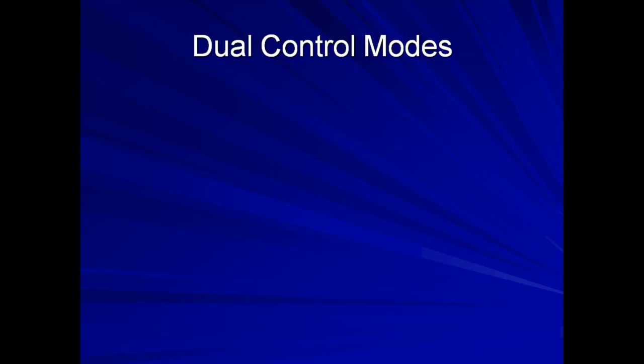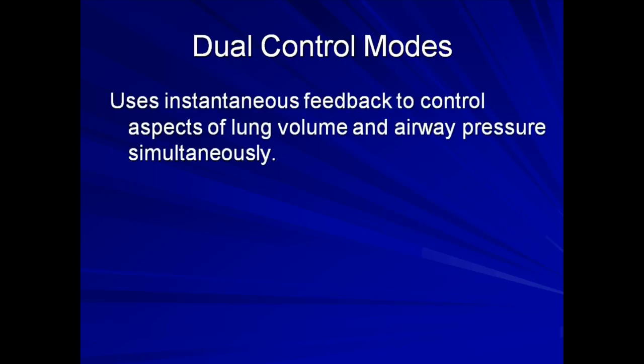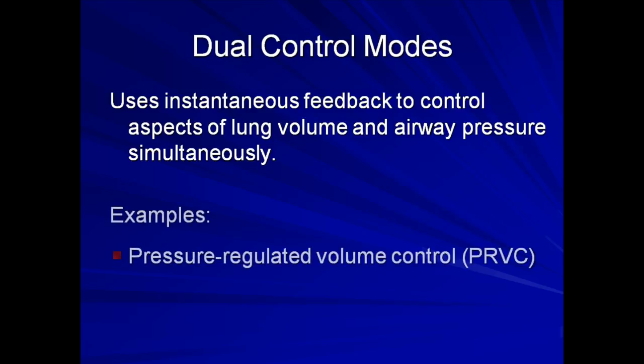Recent advances in technology have given rise to an entirely new class of ventilator modes known as dual control modes. Dual control modes use instantaneous feedback to control aspects of lung volume and airway pressure simultaneously. Remember that traditional modes target only volume or pressure, but not both, and allow lung compliance to fully dictate the other parameter. Examples of dual control modes include pressure regulated volume control.